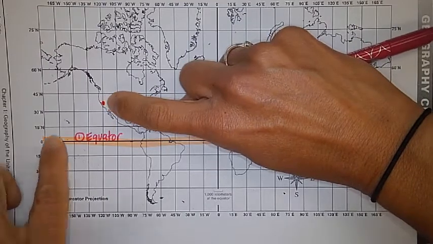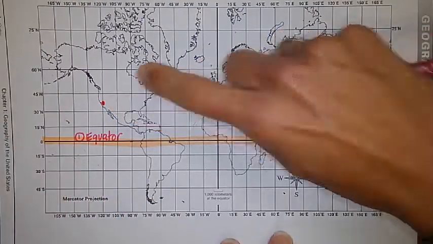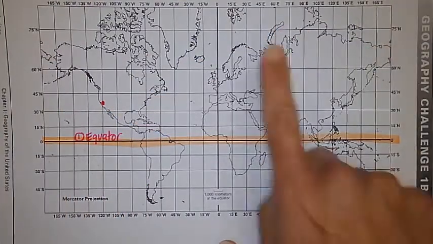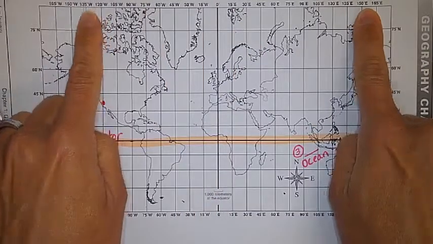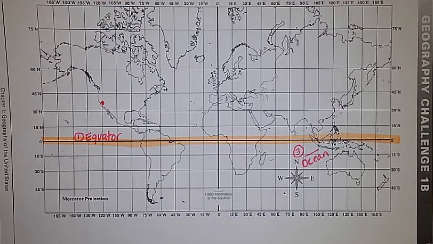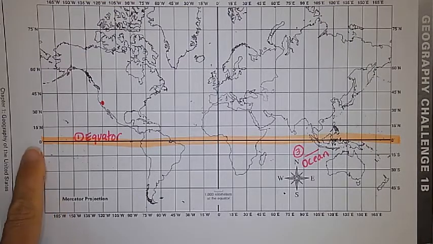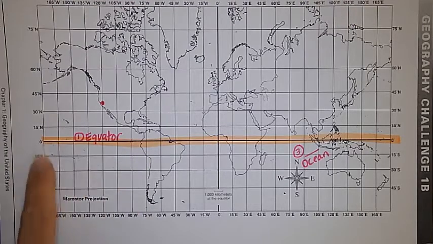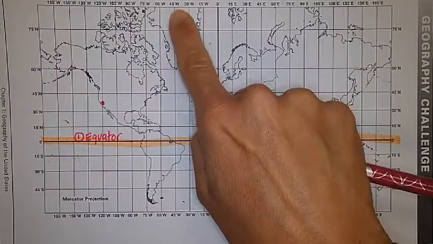So you're going to go either north or south along the side, either side, and east or west along the top and bottom. Okay, so that's how we use latitude and longitude. It's just like an X and Y axis if you have used one of those in math. So you're looking for whatever point it is, north or south, and then whatever point you're looking for, east or west.